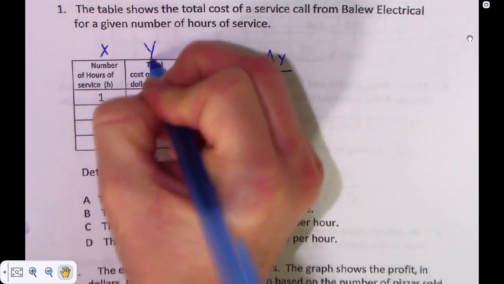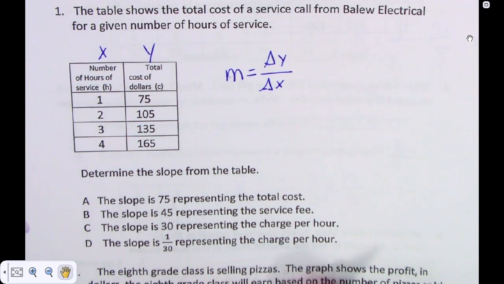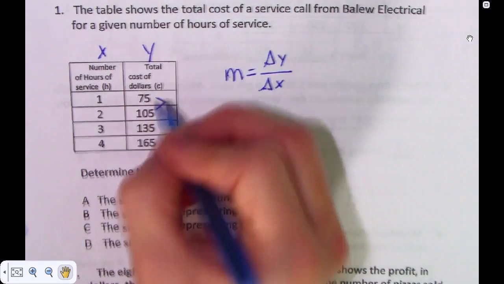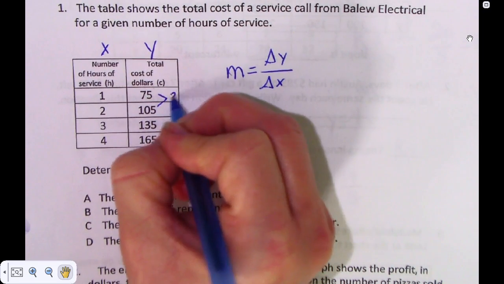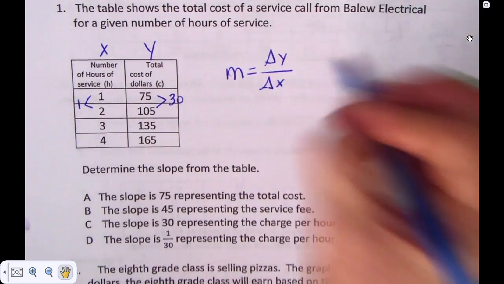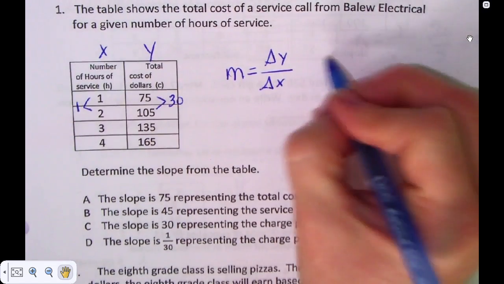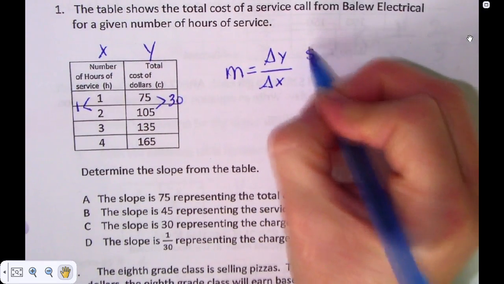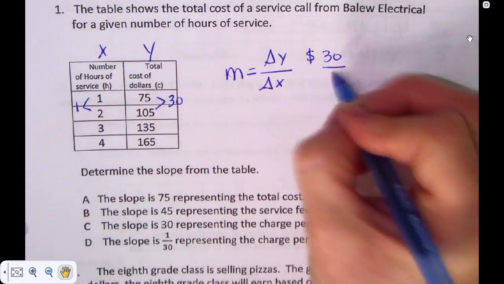Here's my x, here's my y. So what is this going up right there? That's 30. And this is 1. So 30 what? No, 30 what? Oh, no, 30 dollars. And 1 what?